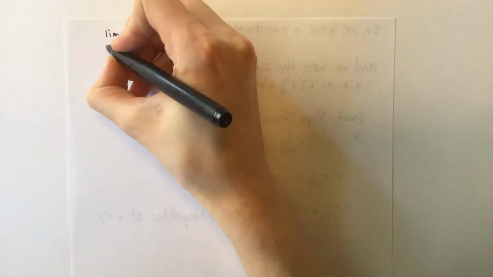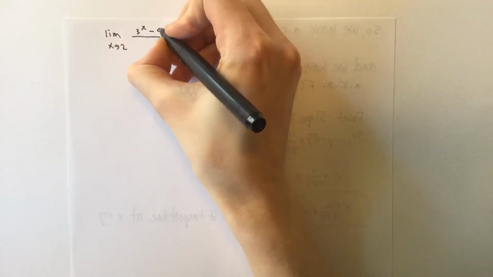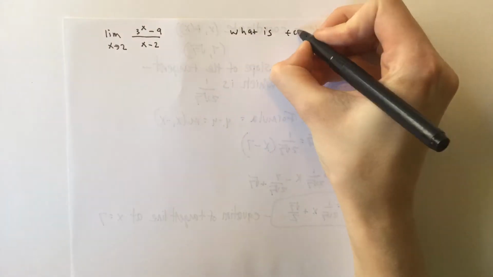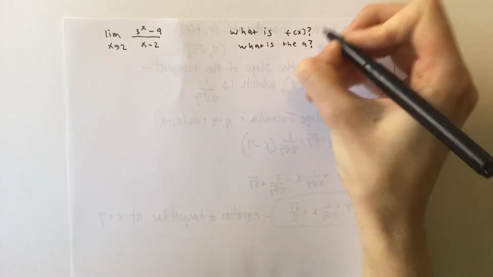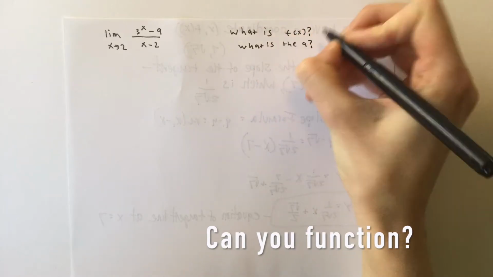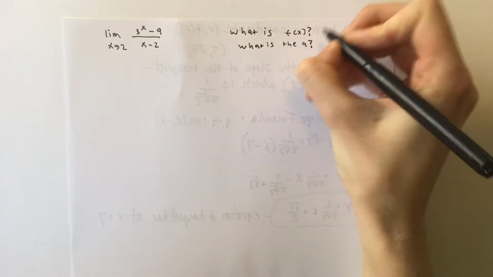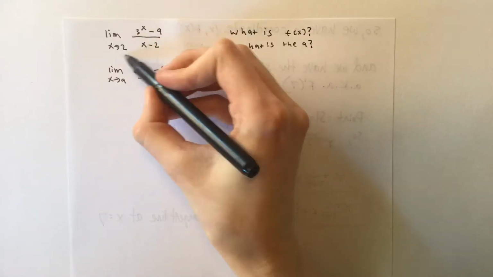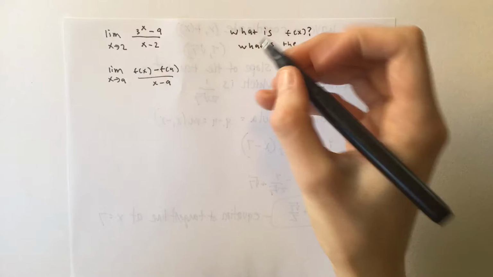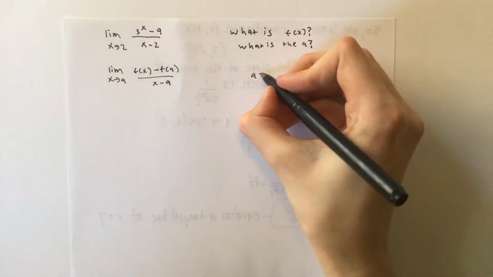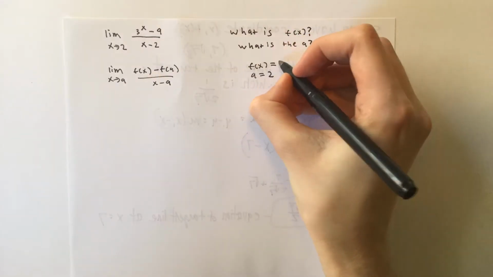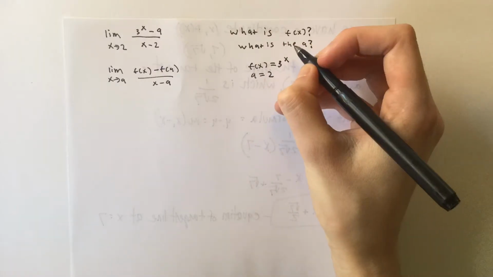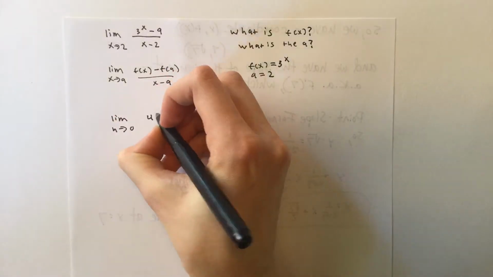The limit as x approaches 2 of 3 to the x power minus 9 divided by x minus 2. So what is f of x? Since x approaches a value that is not 0, we know that it's definition 1. By using definition 1, we know that f of x equals 3 to the x power because it's given in the equation. We know a is 2 because x approaches 2, and in definition 1, x approaches a.